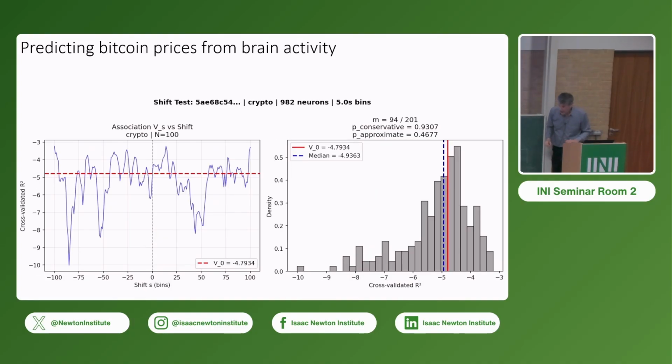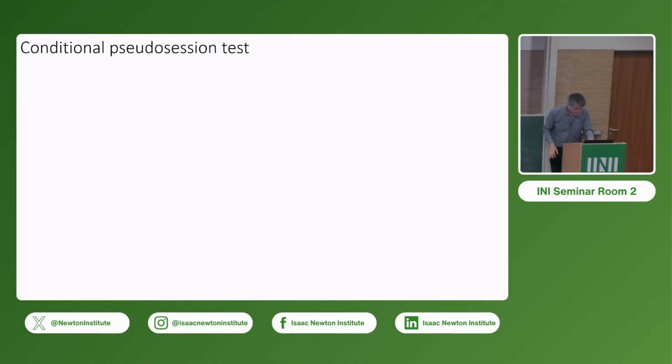If we do it for Bitcoin, then, as you might think, the brain activity is no more correlated with the simultaneous price of Bitcoin than it is with the price of Bitcoin a second before or afterwards. And we get just a flat, noisy curve, and we don't get any significance with this method.